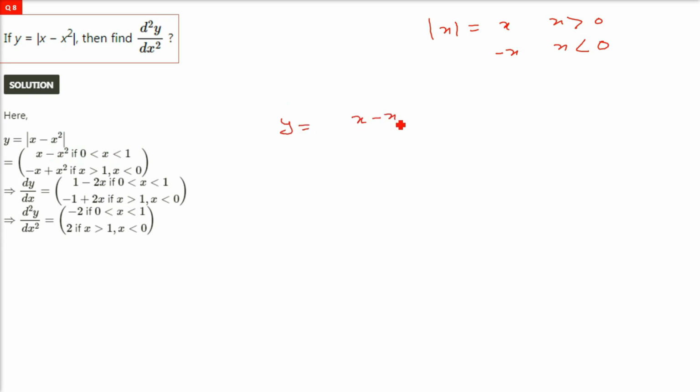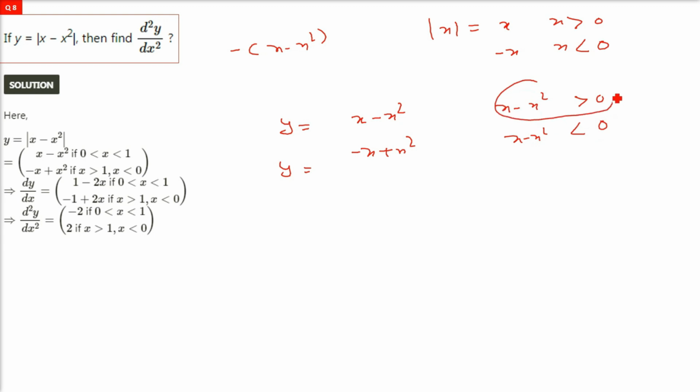So y will be positive x minus x square when x minus x square is greater than 0. y will be equal to minus of x minus x square, that is minus x plus x square, when x minus x square is less than 0. The first thing which I showed you, modulus x, same thing we are going to do here. x minus x square has to be greater than 0 for the first case. Here, negative x plus x square will only happen when x minus x square is less than 0.